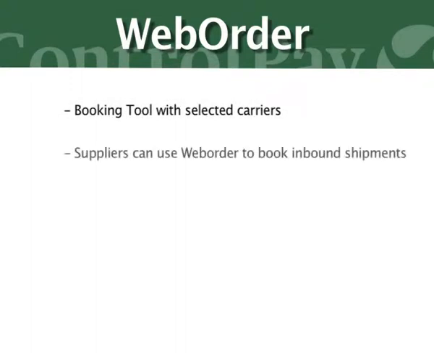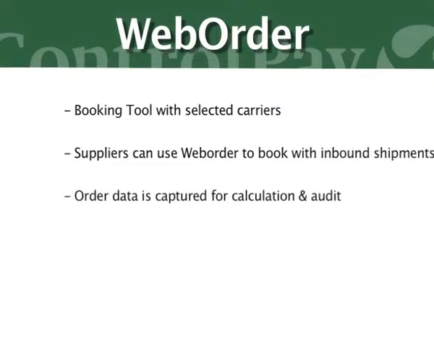One way of gathering order data is the web order tool. The web order is a tool through which shipments can be booked with selected carriers. For inbound logistics, the web order can be accessed and used by your suppliers to book shipments with the carriers that you want. One advantage is that shipment data is immediately captured for freight spend calculation. Another is that you as a shipper have control over who can book with specific carriers.